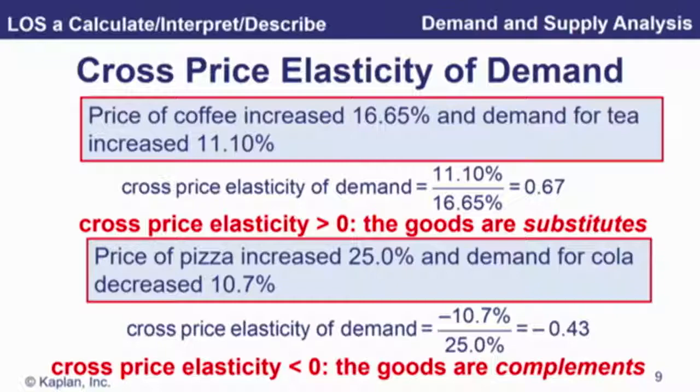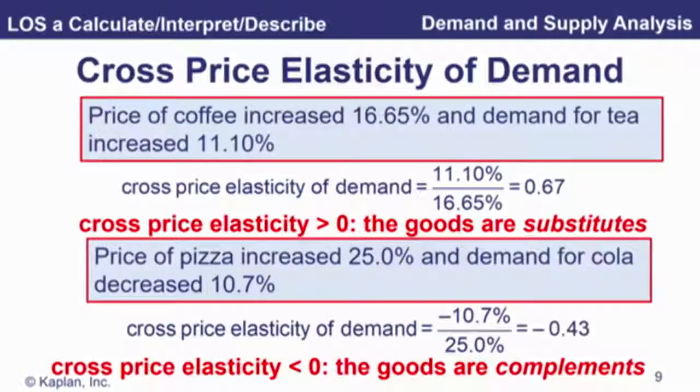That gives us, in this example, 16.6 over 11.1, that gives us 0.67. Now, we're not overly excited this time about whether that's greater than or less than 1. What we're excited about here with cross price is whether it's positive or negative. Here you can see it came to a positive number. What does that mean? Well, the goods are substitutes. Does that make sense? Yes, the price of coffee went up. More people started drinking tea. That means tea, in this case, is a substitute for coffee. People turned away from coffee and drank tea instead.